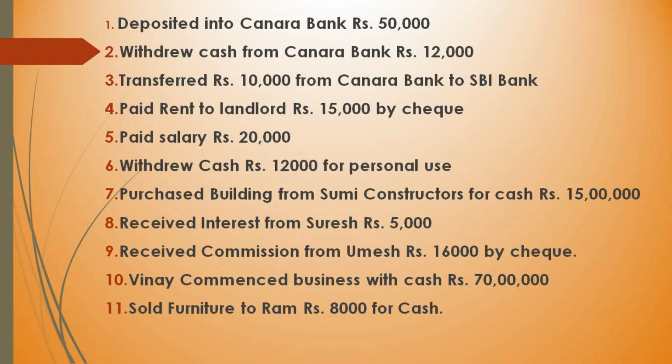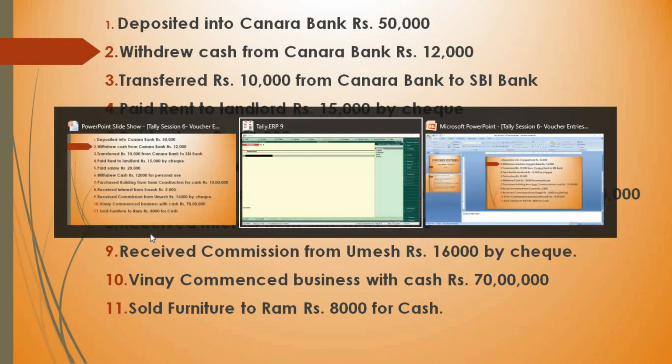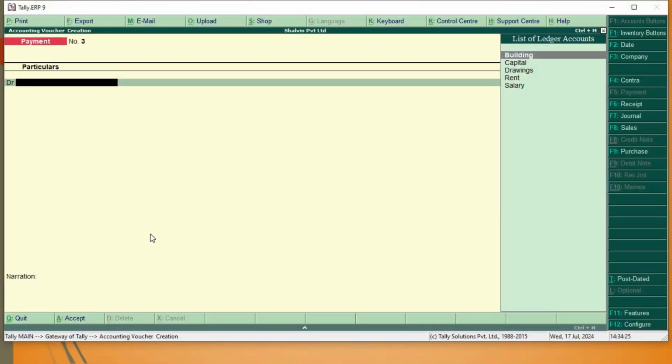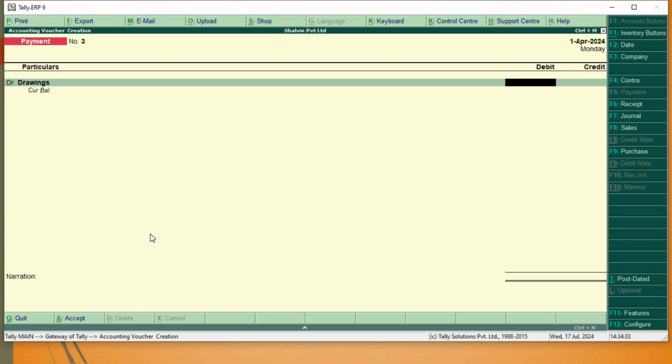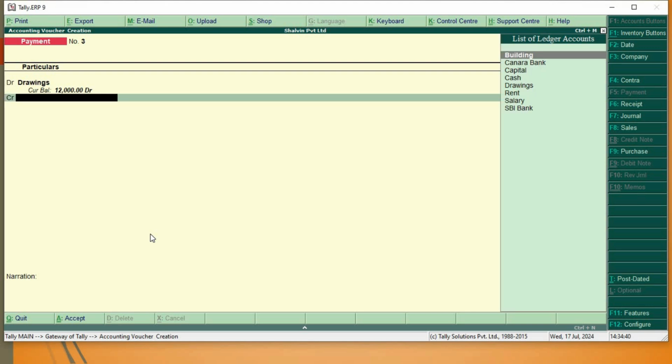The next transaction: withdrew cash rupees 12,000 for personal use. We have already created a ledger by name drawings, and we are going to enter drawings also in payment voucher because cash goes outside. So debit side we have drawings. What is the amount? 12,000. Credit side is cash.